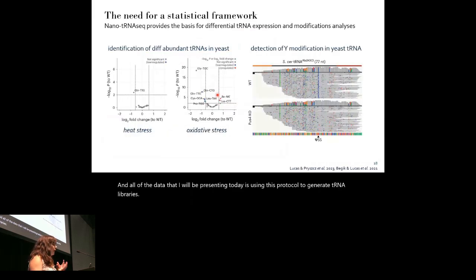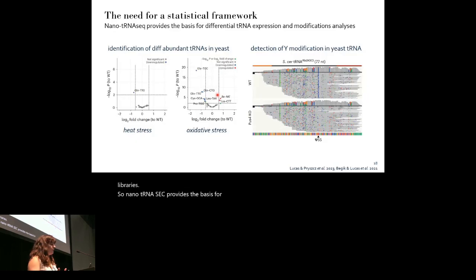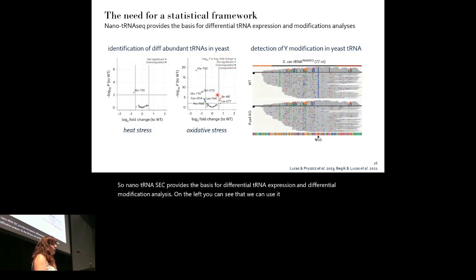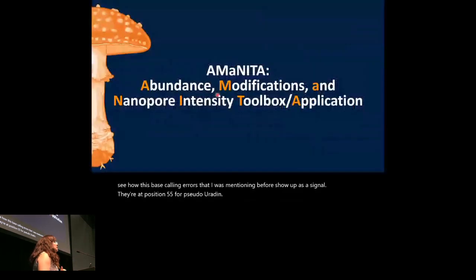So nano-tRNA-seq provides the basis for differential tRNA expression and differential modification analysis. On the left, you can see that we can use it to identify differentially expressed tRNAs in yeast. This was an experiment from the protocol paper. We were seeing differences under different stress conditions. And on the right, you can see an IGV plot, and we see how these base calling errors that I was mentioning before show up as a signal there at position 55 for pseudouridine. However, we were missing a statistical framework that could tie all of this together, give us some p-values, give us some clarity and some security that we're actually capturing some real biology.